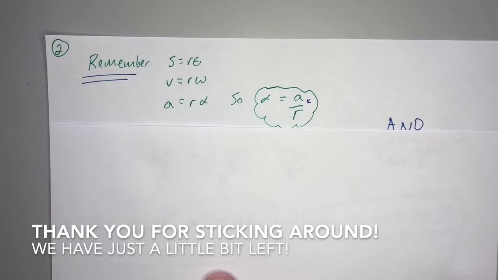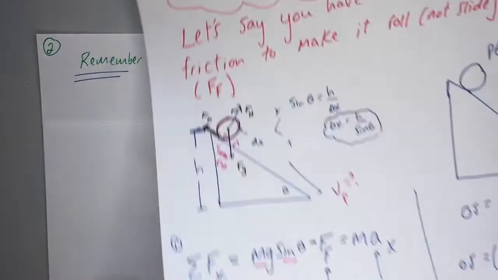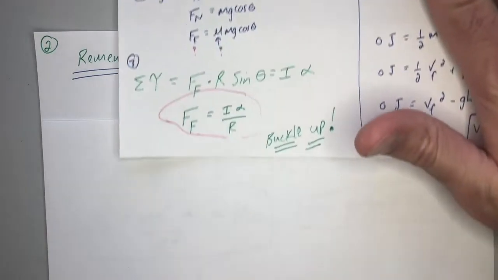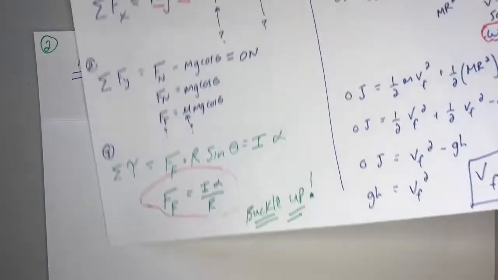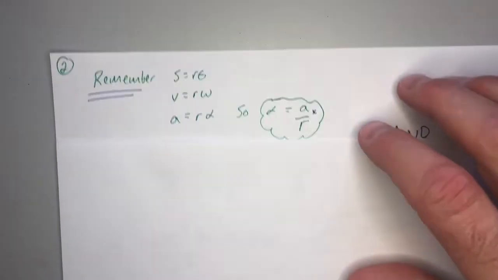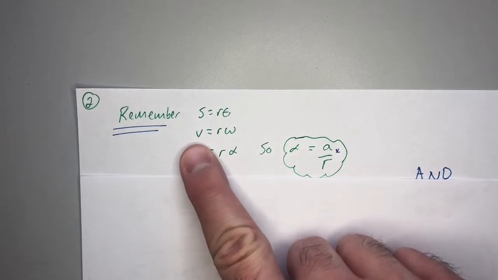So we have some things we know. We have our equation number 1, which is the sum of the force in the x, and we have equation 3, which got us the force friction equals I alpha over R. But here's the deal. In this equation right here, we have an A. In this equation here, we have an alpha. And we have to get these related to each other so we can get them speaking on the same terms. So you remember back in the day, arc length equals R theta. We've used that a little bit. We've used this quite a bit.